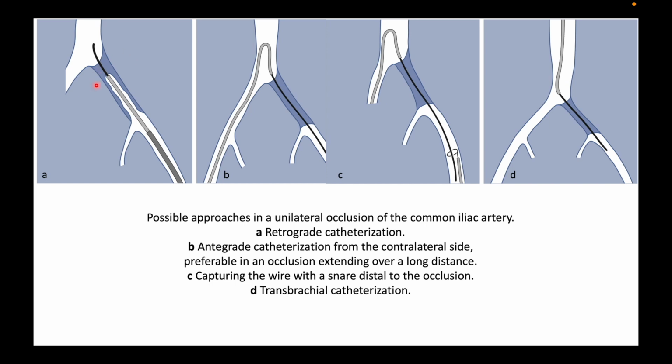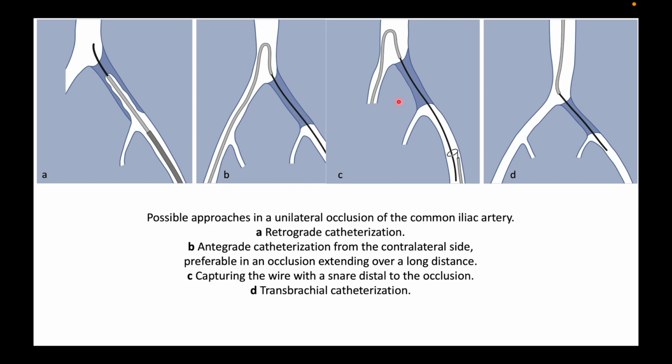Now, what are the possible approaches in unilateral occlusion of common iliac artery? So here you can see this is a left common iliac artery that is occluded. You can either go retrogradely from the left common femoral approach and do the whole procedure from this approach, or you can come from the contralateral side with crossover technique and cross your wire here. At times it's difficult if the wire length is not long enough.